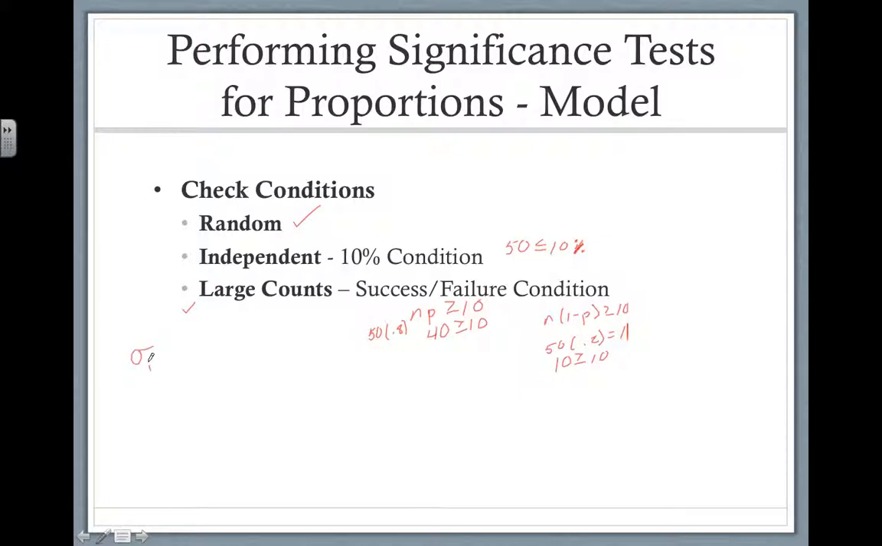Because of that, we can now say that we think it's normally distributed. We use standard deviation here, not standard error, because 0.8 is what the population proportion would be. It's not based off the sample. The square root of p times 1 minus p over the sample size gives a standard deviation of 0.0565.